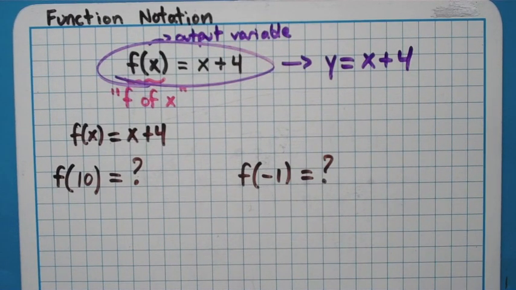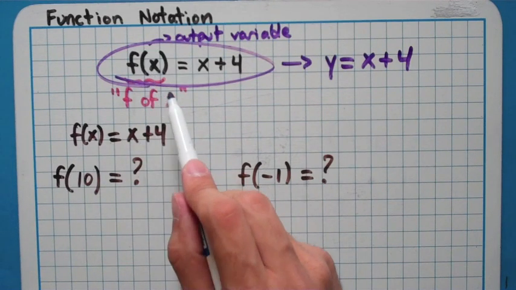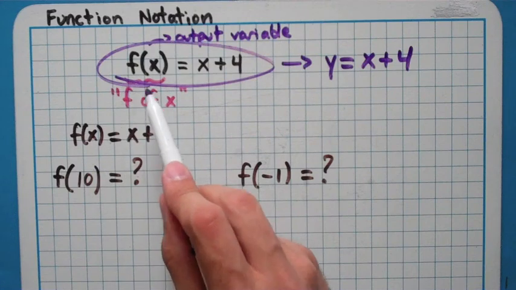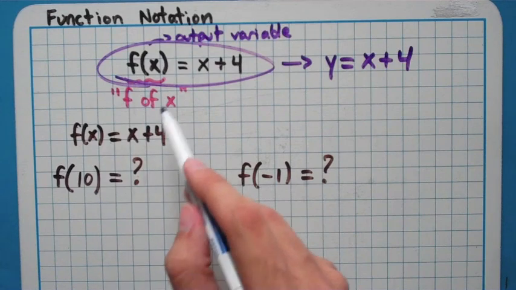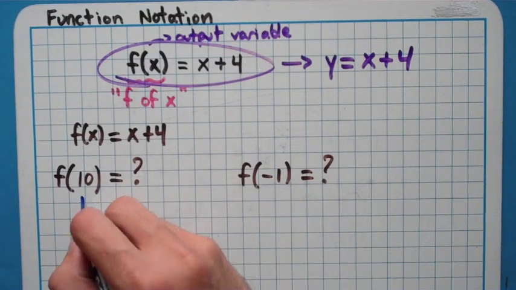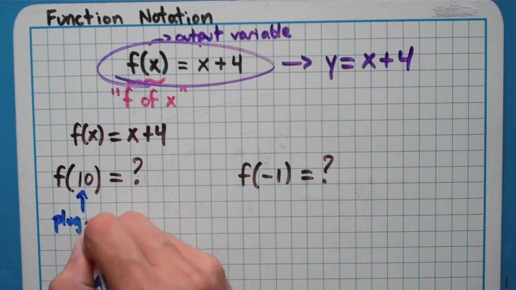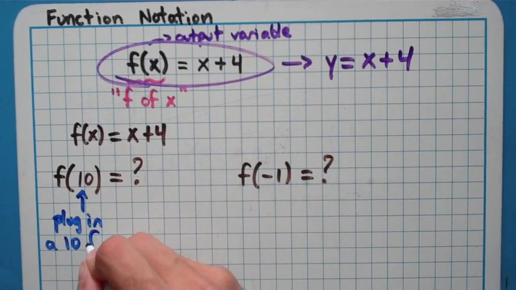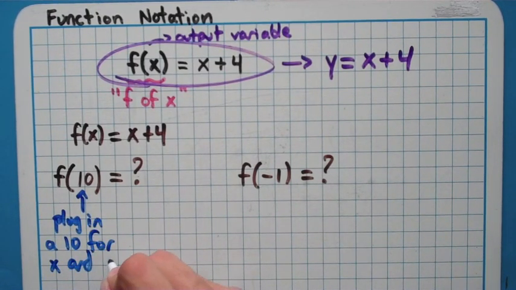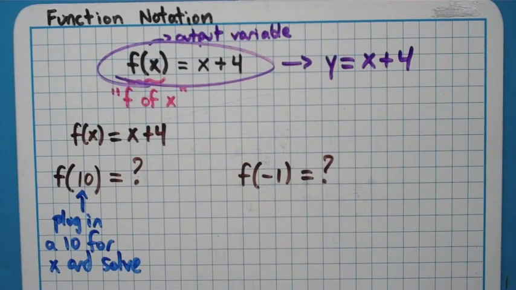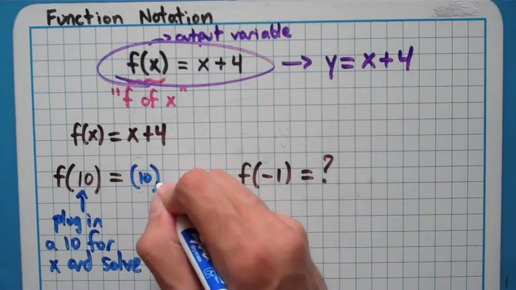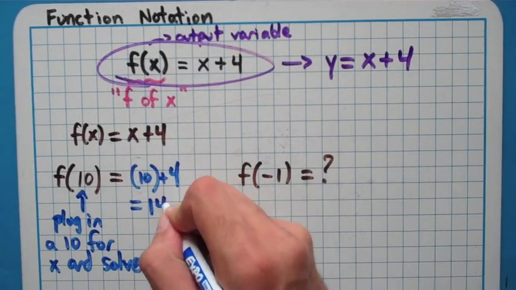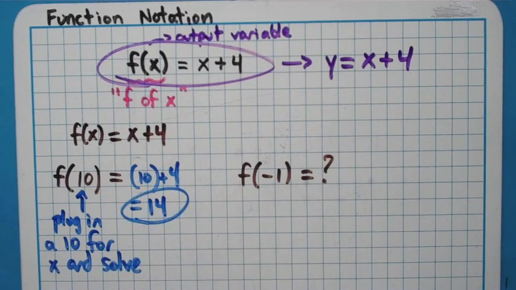Now when you see this notation right here, this is pronounced f of 10. Basically what happened, it was f of x, but now it says f of 10. We replaced our x with a 10. So since we replaced our x with a 10 on this side, we're going to do the same thing over here. This is basically saying plug in a 10 for x and solve. So that's going to be what we're going to do here. If we plug a 10 in, we get 10 plus 4. So f of 10 is equal to 14.